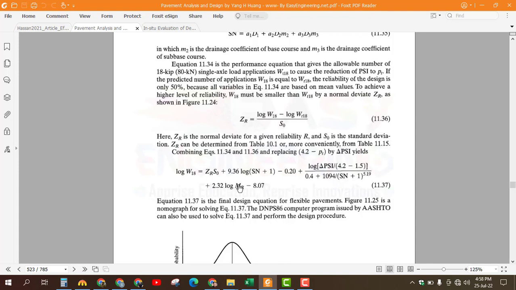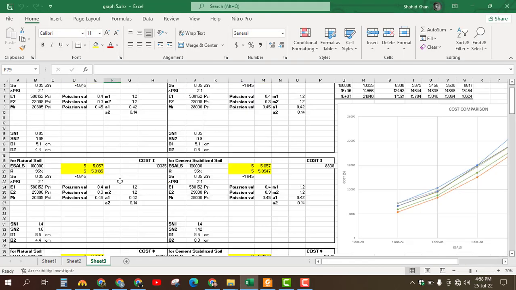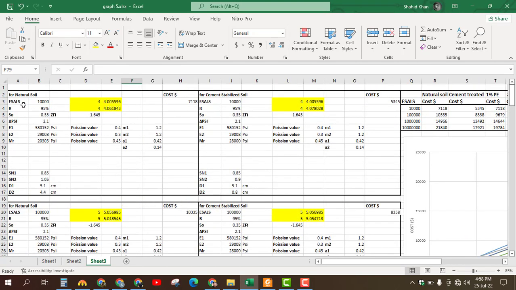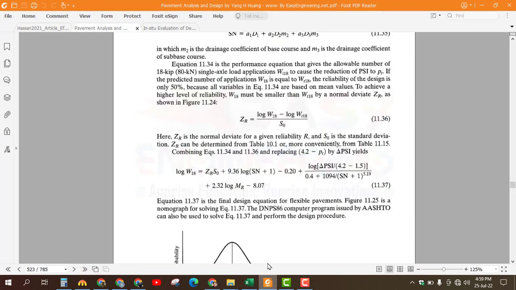If you are going to calculate SN1, then the resilient modulus taken will be from the second layer. Similarly, if you are going to calculate the structure number for the second layer, then you will use the resilient modulus of the third layer. So writing this equation in Excel, here is the ESALs 10 power 4, and it is the left hand side of the equation, that is log of ESALs. So log of ESAL is equal to 4. Just look at the equation here, log of ESAL, the left hand side.